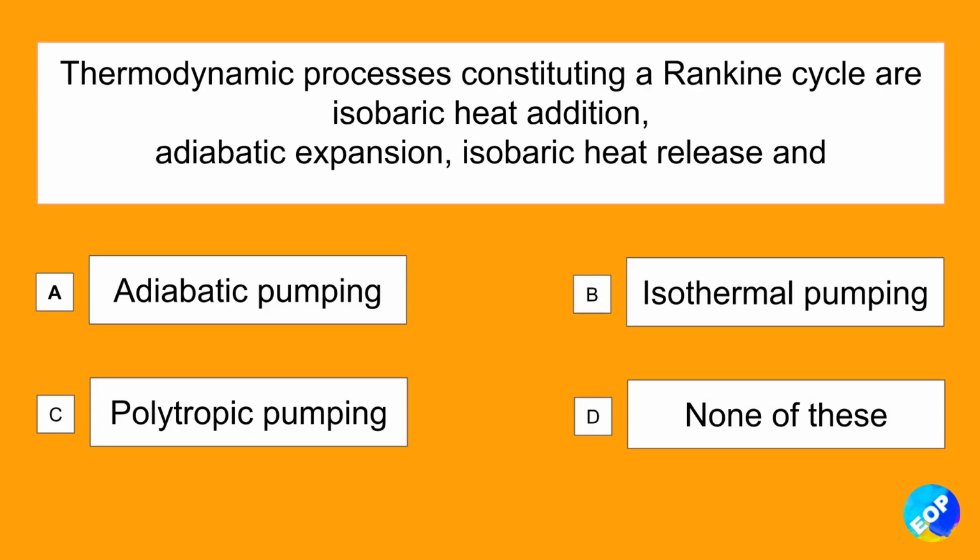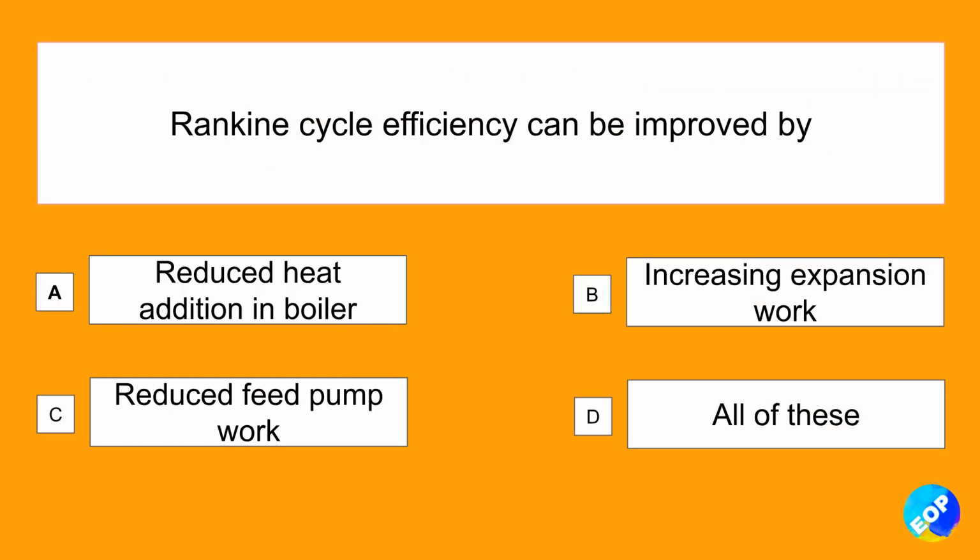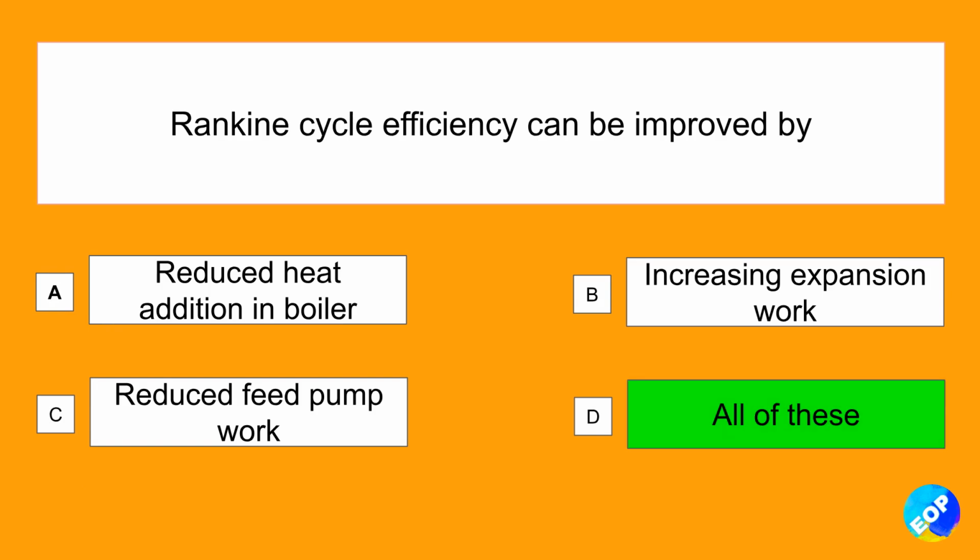Next question. Thermodynamic processes constituting a Rankine cycle are isobaric heat addition, adiabatic expansion, isobaric heat release, and which of these? The correct completion is adiabatic pumping. Consider this. Rankine cycle efficiency can be improved by? The correct answer is all of these, as efficiency can be improved by reducing heat addition in the boiler, increasing expansion work, or reducing feed pump work.